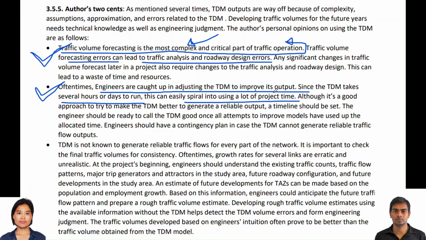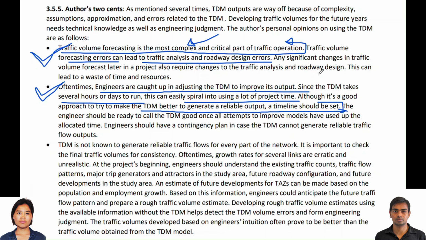So when we are working on travel demand model, one piece of advice would be to have a timeline set. It's a good approach to try to make TDM better to generate reliable output, but a timeline should be set so that we do not overrun and become crazy about finding a perfect solution, because there may not exist one.